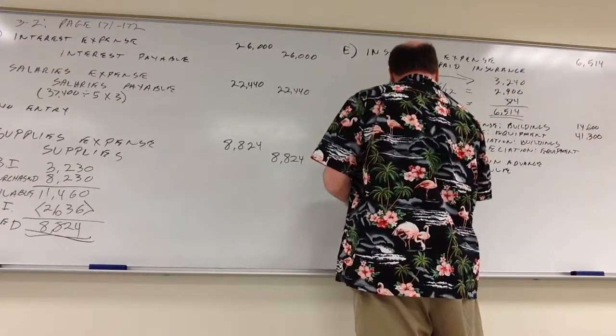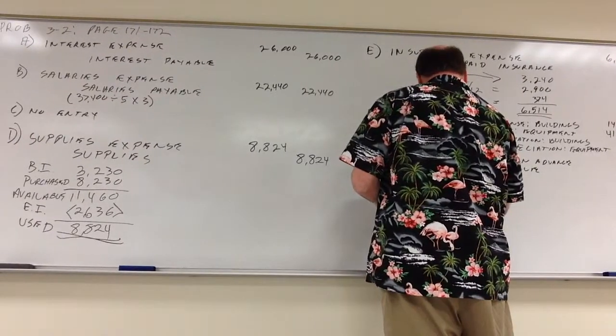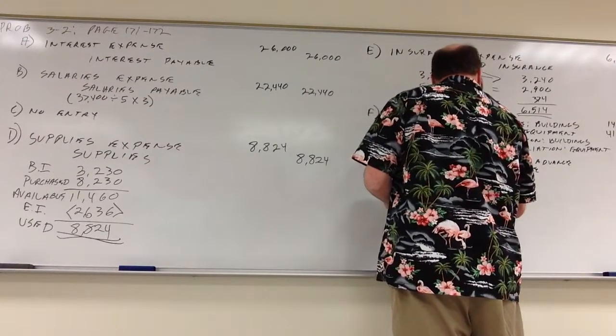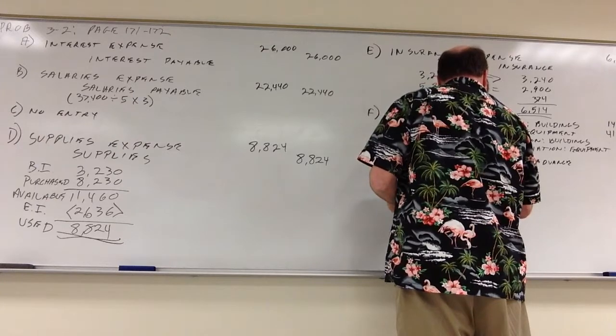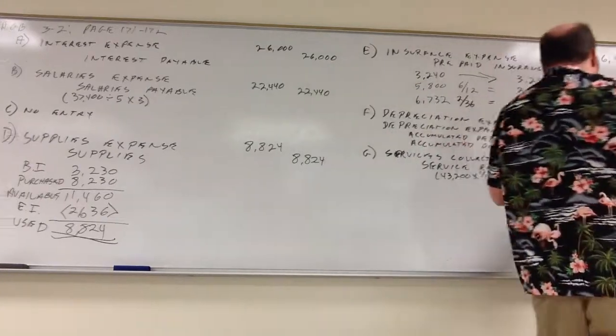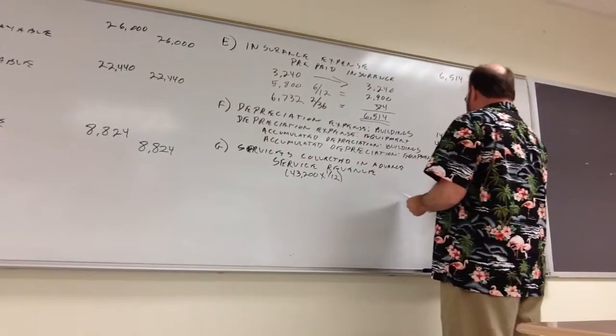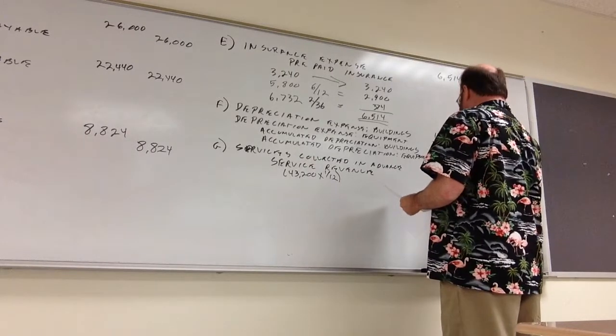So if we take the $43,200 and multiply it by 1/12, we will get $3,600.